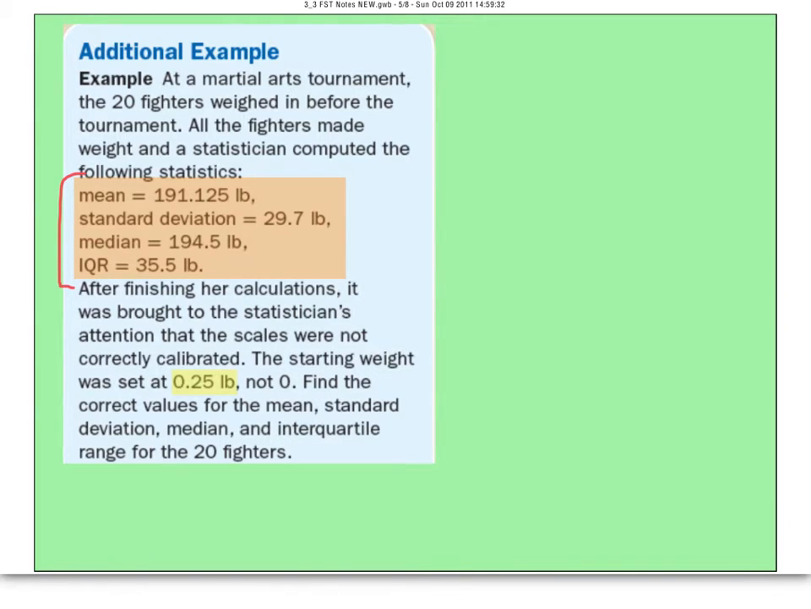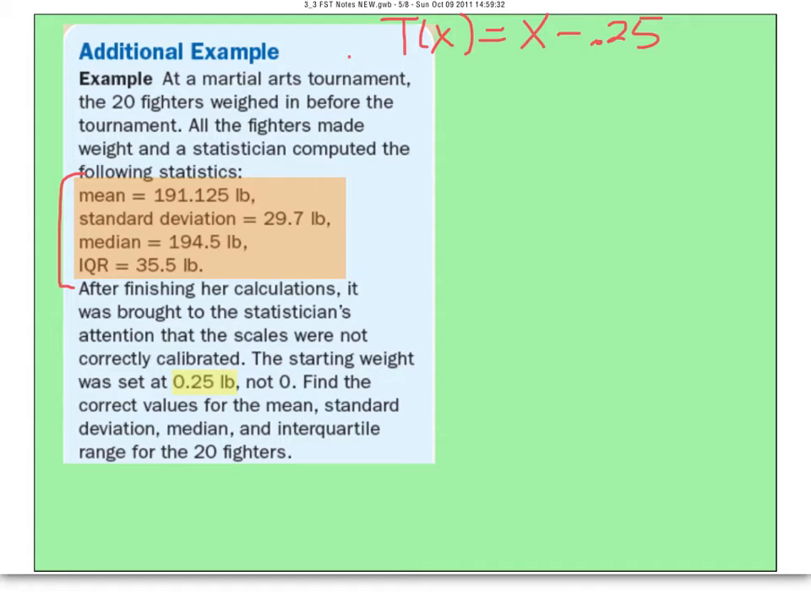So you've got to think about, what does our translation rule need to be in this case? How do we need to adjust this data? Well, do we take the x values and add 1/4 of a pound, or do we need to subtract? Well, the scale was off, so you have to subtract 1/4 of a pound.